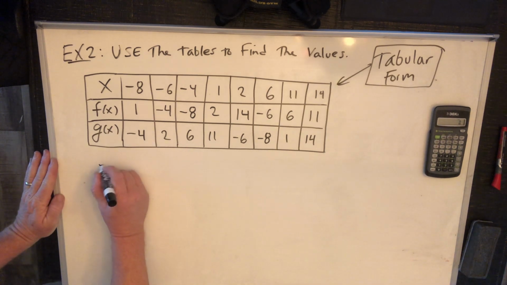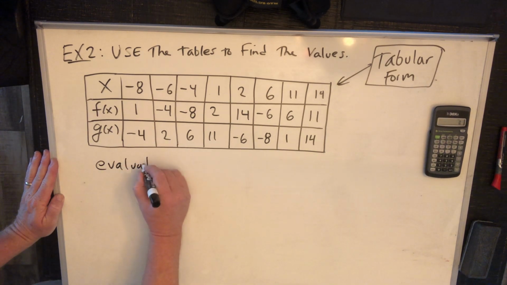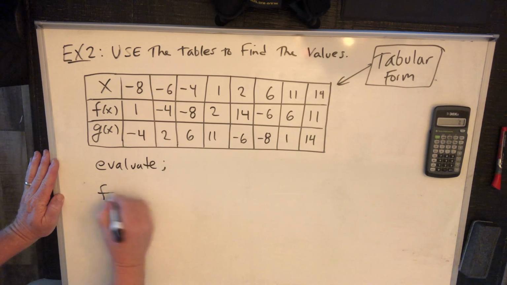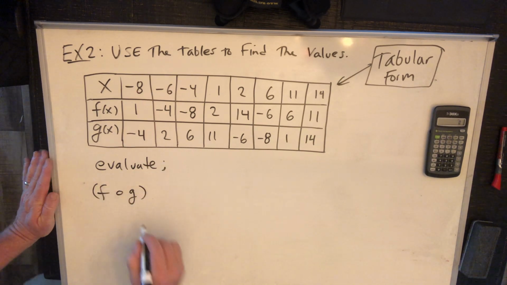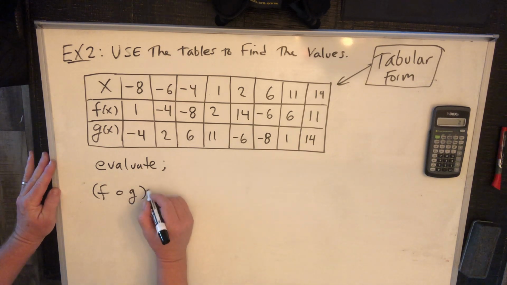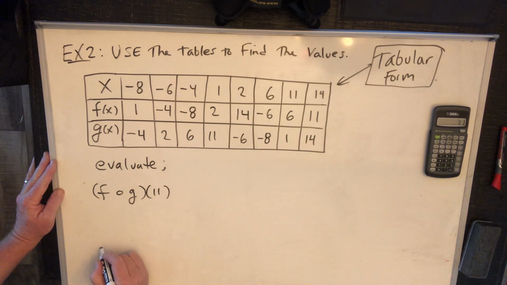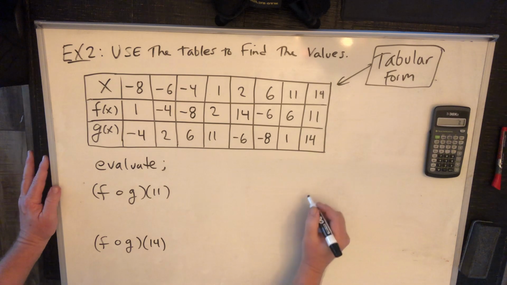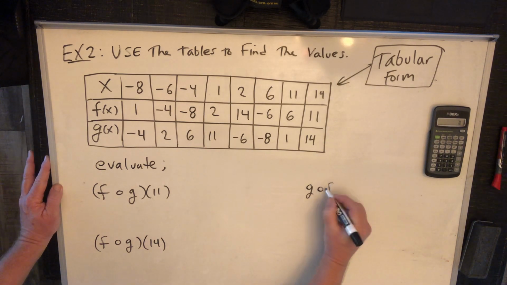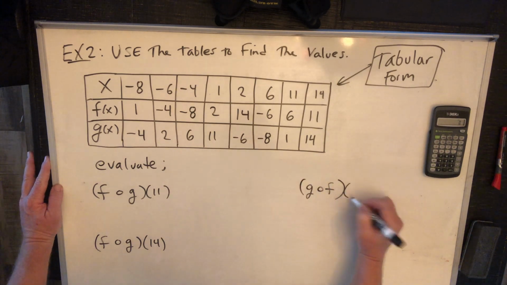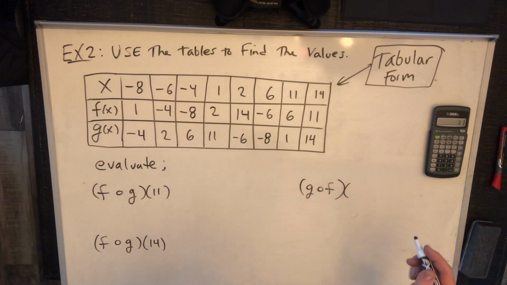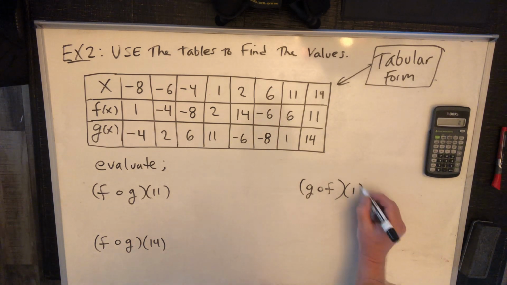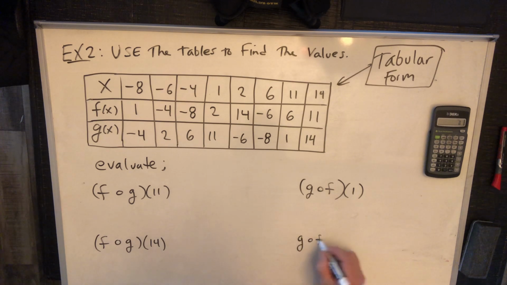So let's evaluate several different versions. We'll start with f of g of 11, f of g of 14, and we'll do a couple g of f's as well. Remember yesterday we learned about g of f. It's just the reverse composition, so we'll do g of f of 1 and g of f of -4.